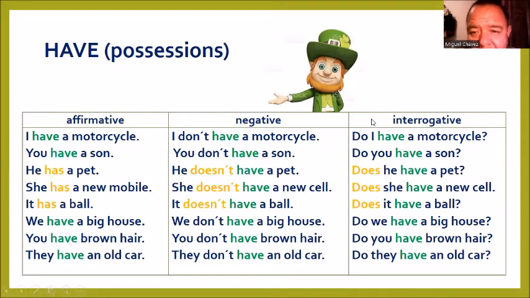For the interrogative, again, we need the auxiliary verb, but in this case, in the affirmative form, do or does. Remember that we put the auxiliary verb at the beginning. Do I have a motorcycle? Do you have a son? Does he have a pet? Does she have a new cell? Does it have a ball? Check that again. The verb have doesn't change for any person.